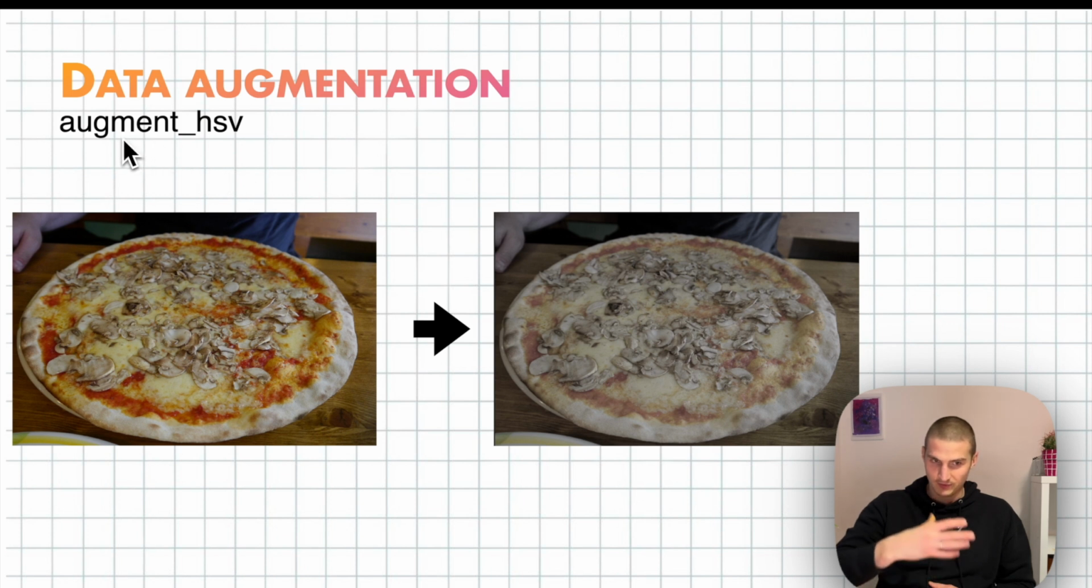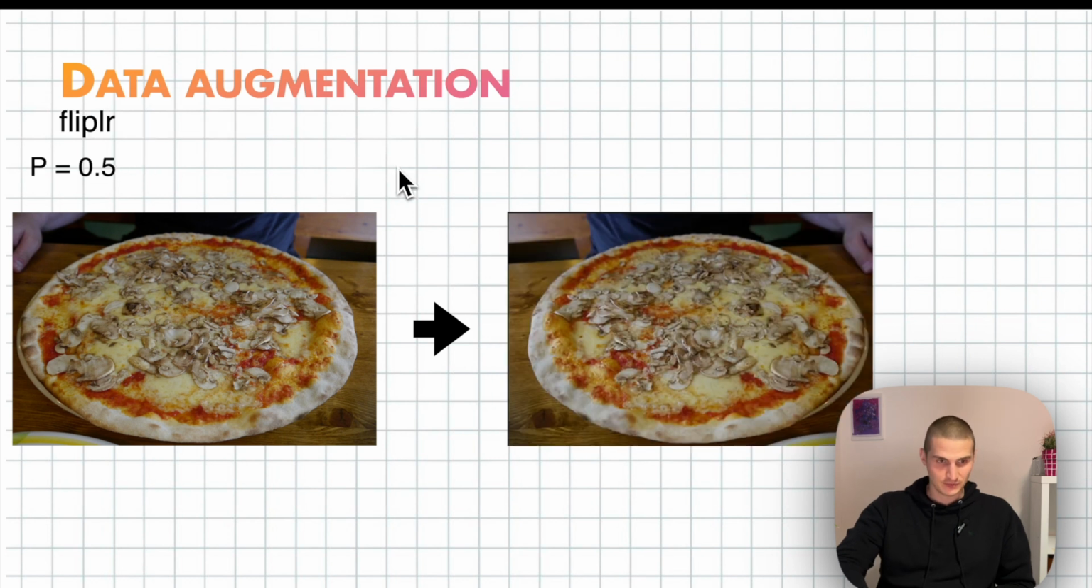Then the YOLO's own color augmentation technique. So it mostly makes it less recognizable and changes the colors slightly. But again, pizza is still pizza. And then just flipping an image left to right. So you can see that the hand was to the left and now it's to the right.